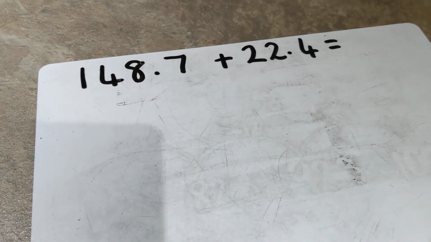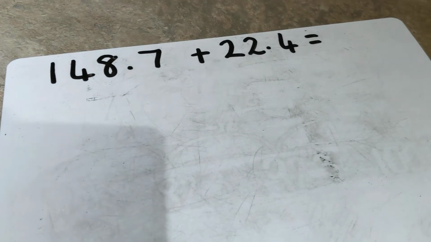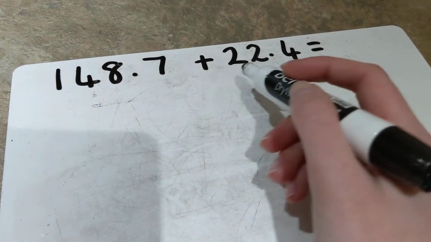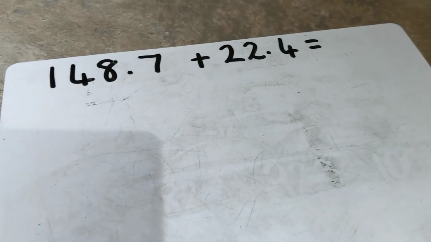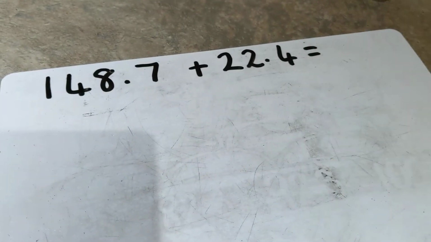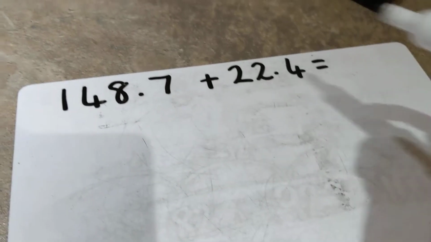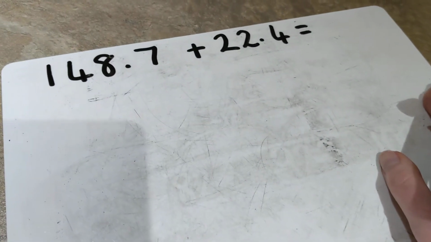Now, in our first example, our decimal digits did not affect our whole digits. That is not always going to be the case. Sometimes you are going to add decimal digits together, which create a whole or more than a whole. So we're going to have a look at what happens then in this example.